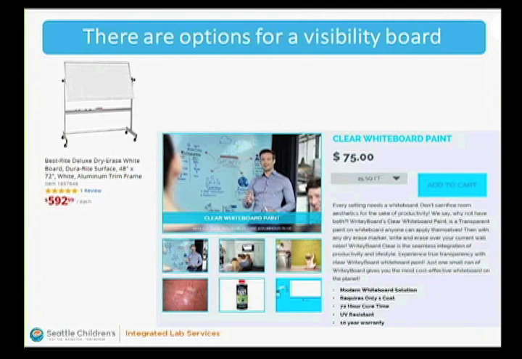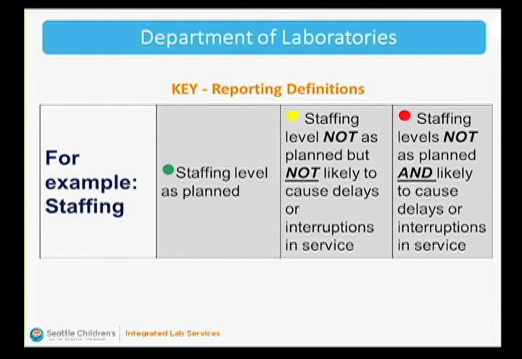We started out with one that's movable, so that means that you can move your huddle around from place to place if you want to. You can also go a cheaper route, and depending on your hospital, you can just go down and buy the paint, paint a wall, and all of a sudden you now have a whiteboard of your own. You might have to do that without telling anybody, though.